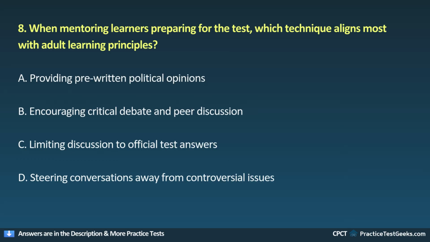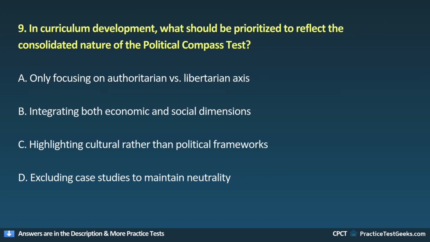8. When mentoring learners preparing for the test, which technique aligns most with adult learning principles? A. Providing pre-written political opinions. B. Encouraging critical debate and peer discussion. C. Limiting discussion to official test answers. D. Steering conversations away from controversial issues.